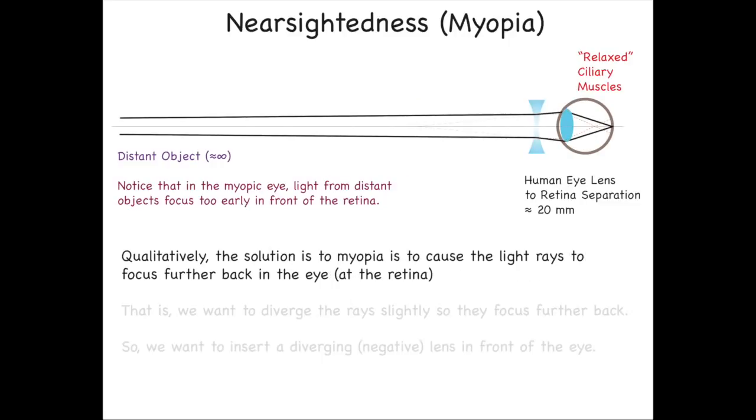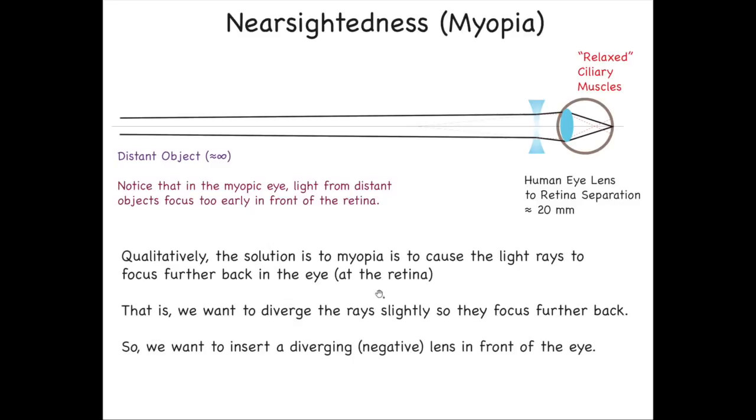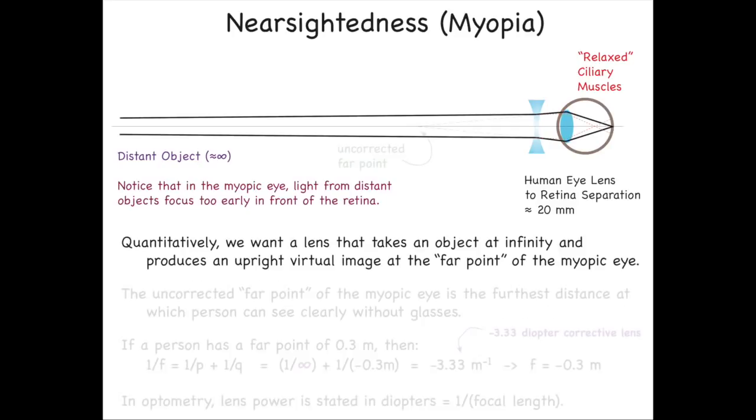So how do we fix that? Well, qualitatively, you can see that the solution is to cause the light rays to focus further back, at the retina. Since we can't change how big your eyeball is, and we can't change the limiting shape of your eye without going in and doing surgery, what we want to do is diverge the rays slightly so that they end up focusing further back. So we want to insert a diverging or negative lens in front of the eye.